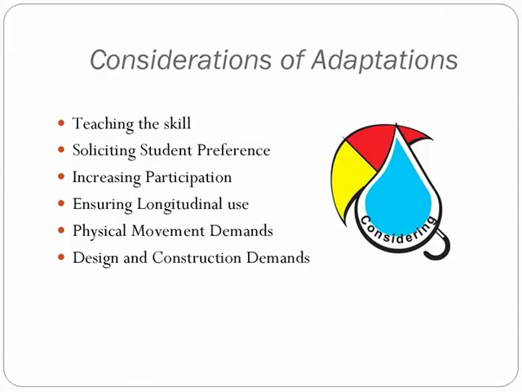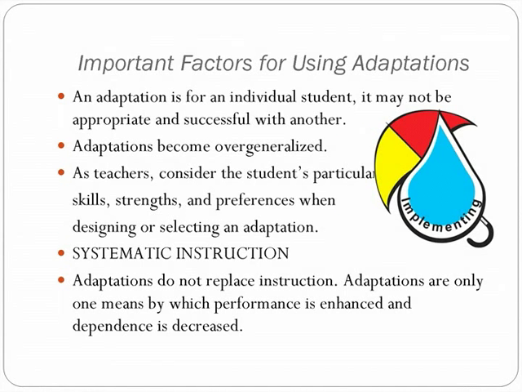So whenever you are considering your adaptations, you want to think about how you're going to teach the skill, what the student preference is, how to increase their participation in class. Very important here is whatever you decide to use, are they going to be able to continue to do this? Are other teachers going to be able to implement whatever you've changed about the way the student gets their information? And then, how does that affect their physical movement demands, and then the design and construction demands? Pretty important factor here is that it's for one student.